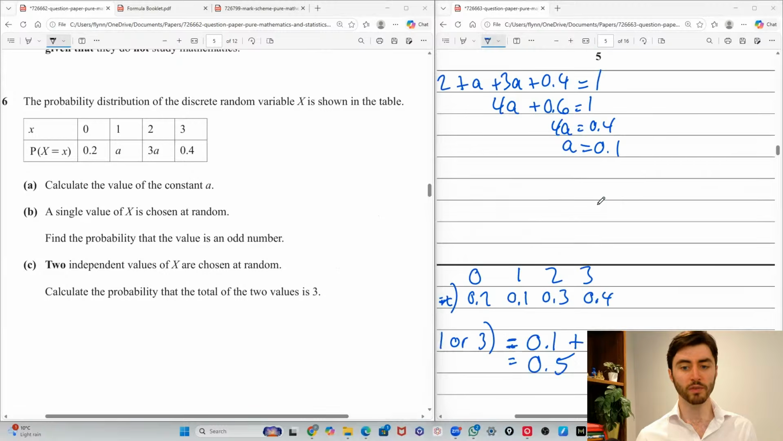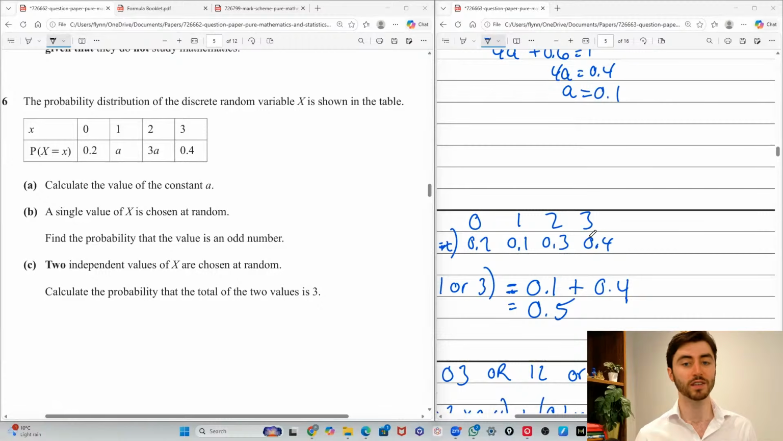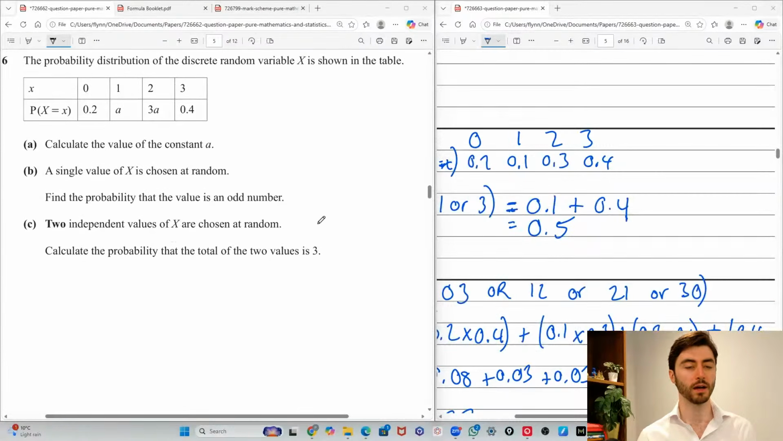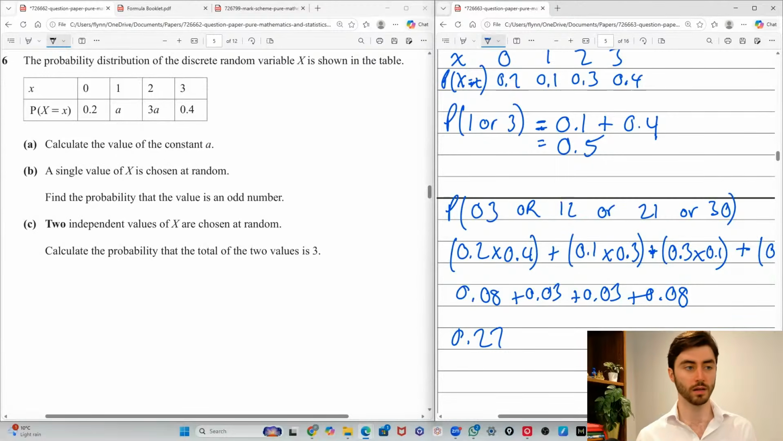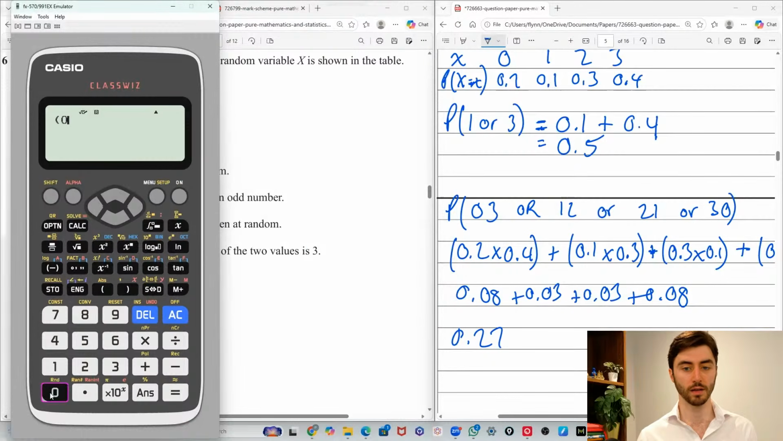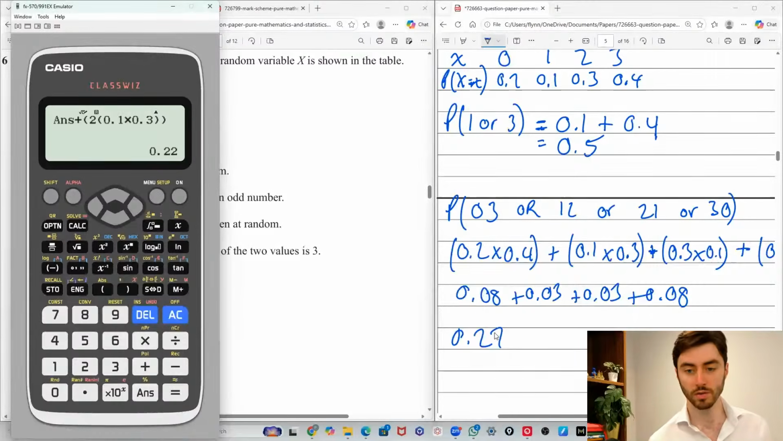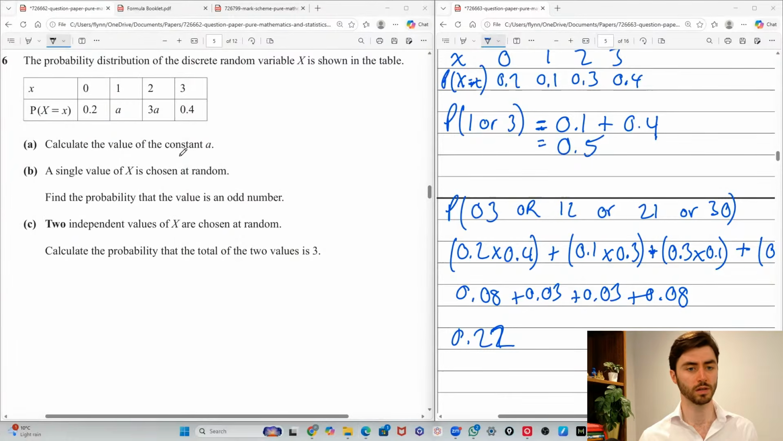Here, well, we found a equals 0.1. We plug that in. The sum of these probabilities is 1, so that is correct for A. Find the probability that the number is odd. That is 0.5. How do you get the sum total of the two values is 3? That is 0.3. Well, let me just, 0.2 times 0.4 times 2. I'm going to add on to that 2 lots of 0.1 times 0.3. Yeah, 0.22, which does not look like what I wrote, so good.